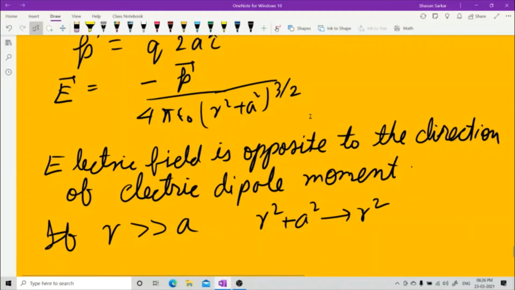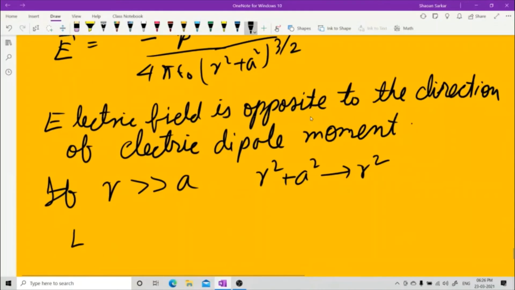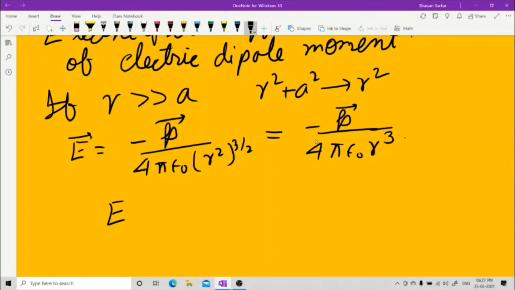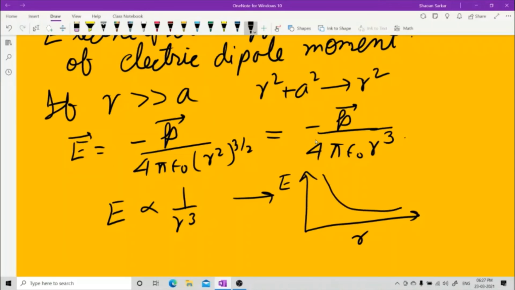Now you see, E is equal to minus P vector upon 4 pi epsilon naught into R square to the power of 3 by 2, and this is nothing but minus P vector upon 4 pi epsilon naught R cube. So here E is inversely proportional to R cube. Of course, I told you that the graph of E versus R is somewhat like this.